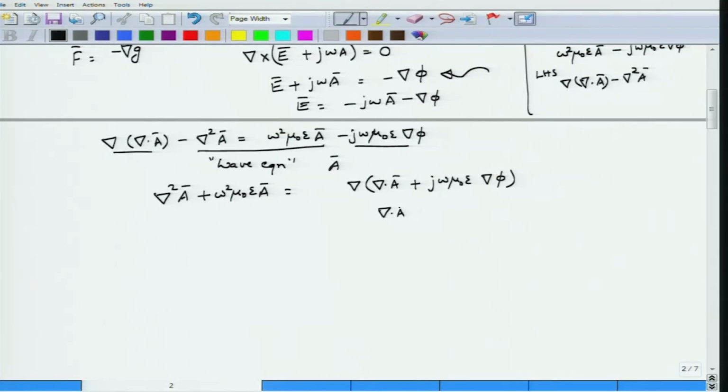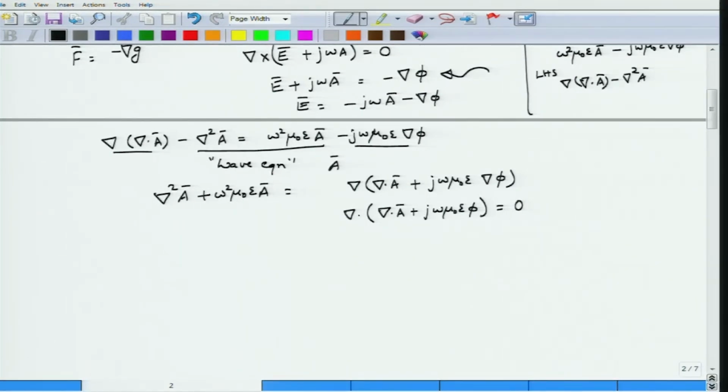So, what I get is del dot A plus j omega mu 0 epsilon phi, gradient of the whole thing, that must be equal to 0. I can do this because gradient is independent of omega, mu 0 and epsilon. I am of course assuming that epsilon itself is a constant, which is valid for air or for any other medium in which epsilon is constant. So, this is a homogeneous medium that we are considering. We are of course also considering the medium to be isotropic and constant, a time invariant medium as well.